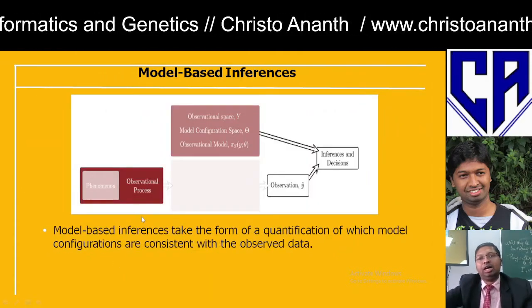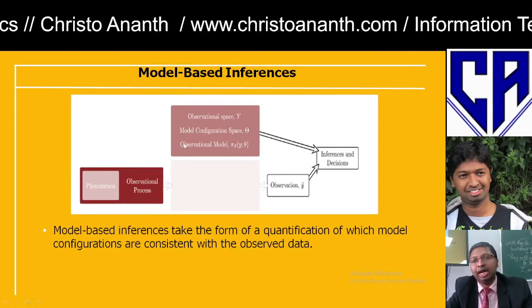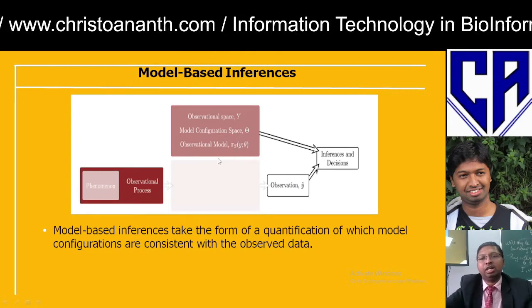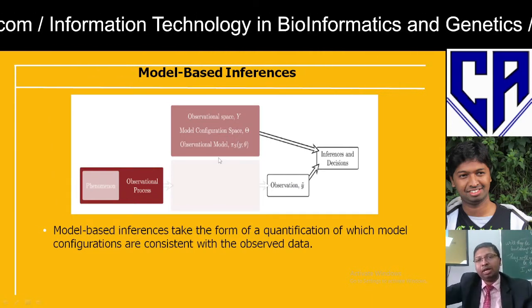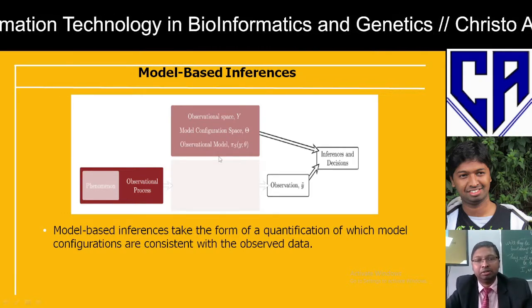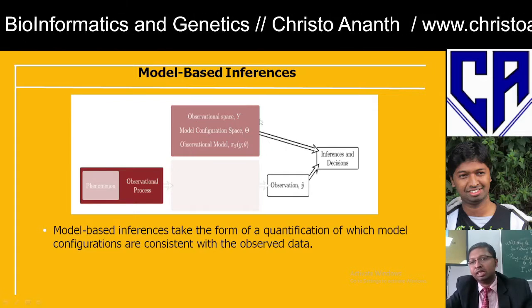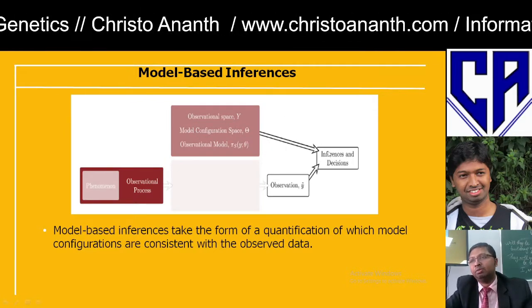So this is the model based inferences. We will have observational space y and model configuration space, which is theta, and the observational model can be given as phi s of y comma theta. So this is the observational process. This is the observational space, and this one is the decision that you have to make.